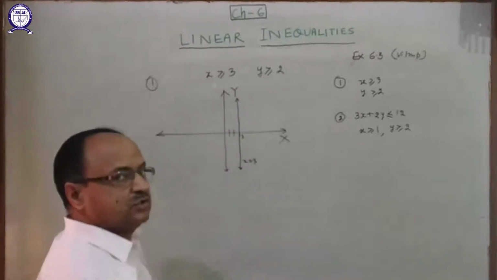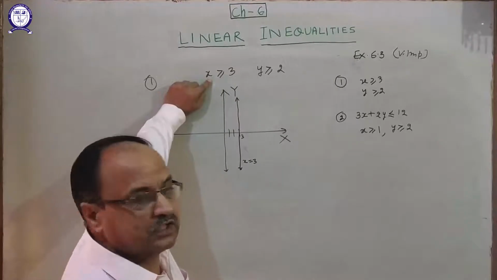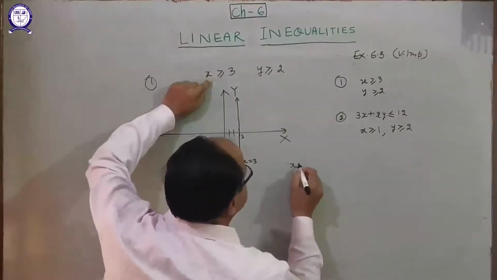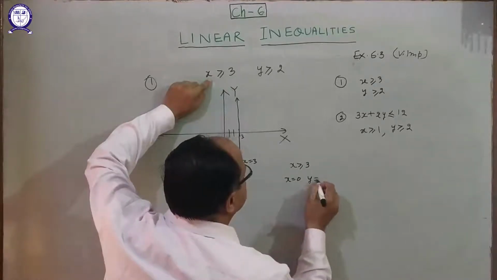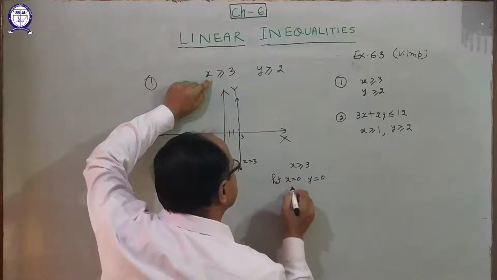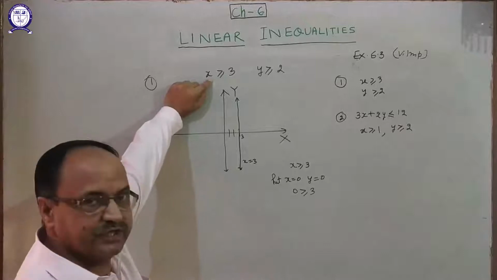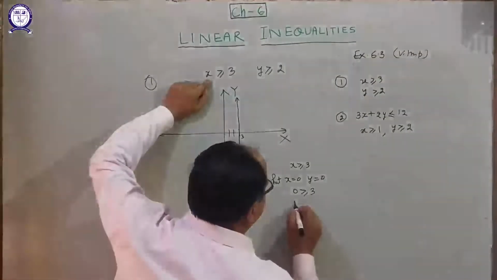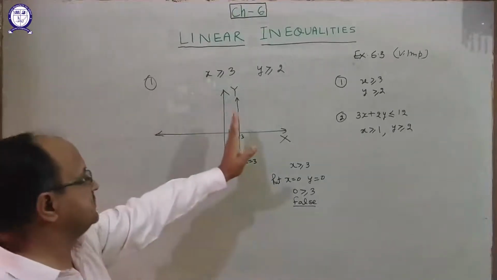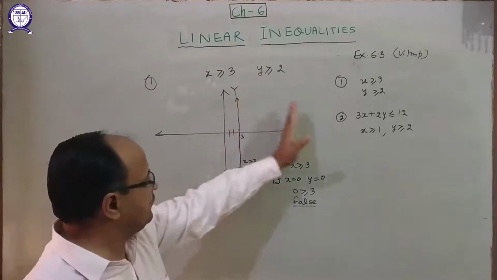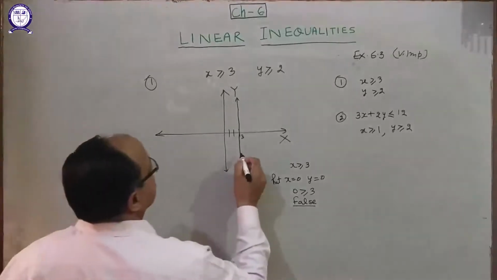And which portion is the solution? Which is the shaded region? Put x is equal to 0 here, x greater than or equal to 3, with x is equal to 0 and y is equal to 0. Therefore 0 greater than or equal to 3. Is that true or false? It is false. Therefore the shaded region is away from the origin, not towards the origin. It means this portion.